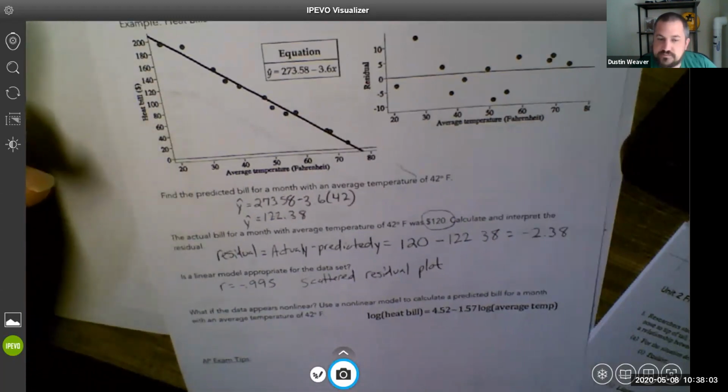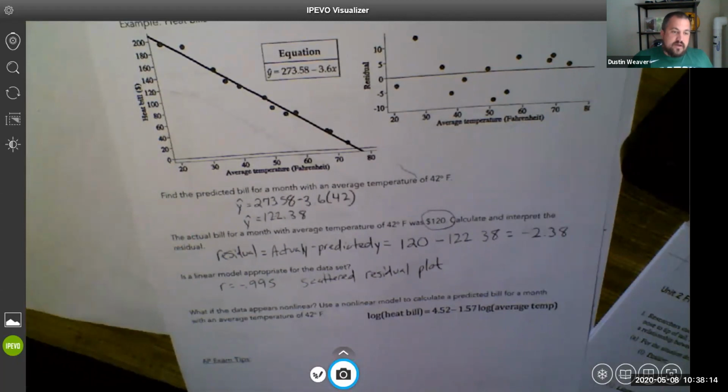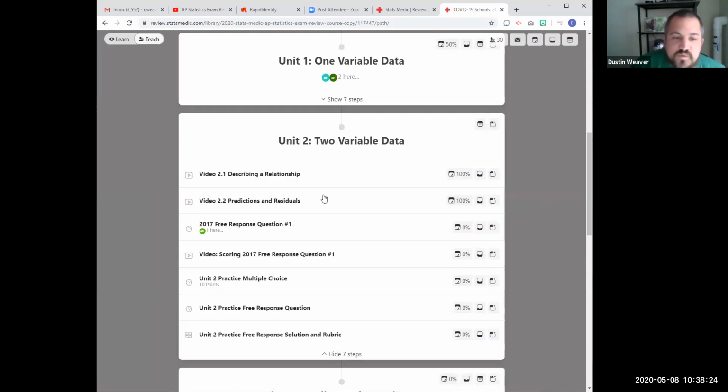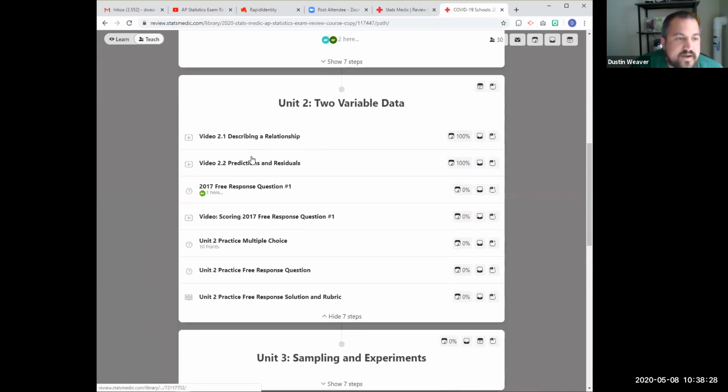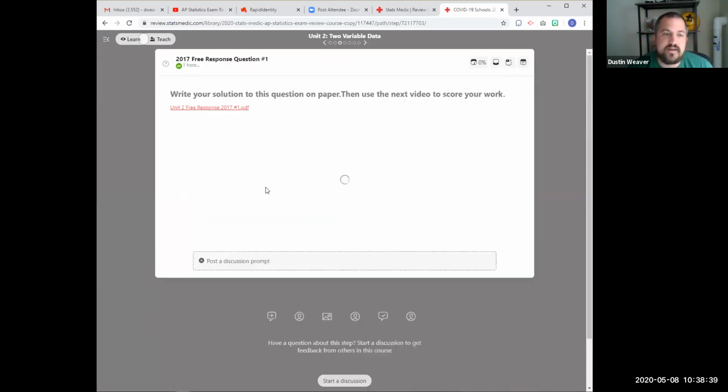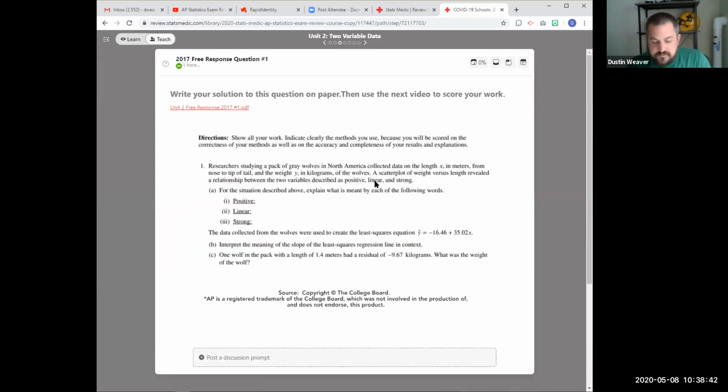Anything else? Okay, so the next thing that we would like to go to on our list for today, and really almost the last thing, because we're about two-thirds of the way through. So we've done 2.1 and 2.2. So we want to look at the 2017 free response question number 1, and then we want to look at how that would be scored here in Unit 2. If you want the PDF of it, you can download it, and I'm going to put it on my screen as we work through it real quick.